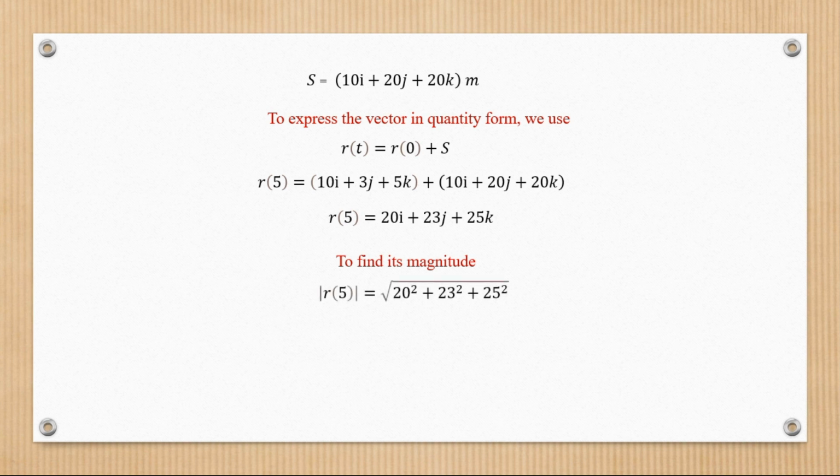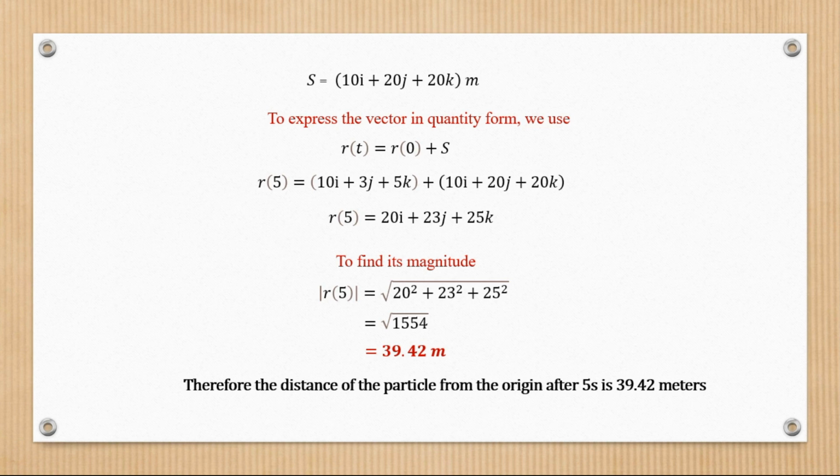Alright, so to find its magnitude, I'll have the square root of 20 squared plus 23 squared plus 25 squared. Then I'll have the square root of 1554, which shall give me 39.42 meters. Therefore the distance of the particle from the origin after 5 seconds is 39.42 meters, and that is what we are looking for.